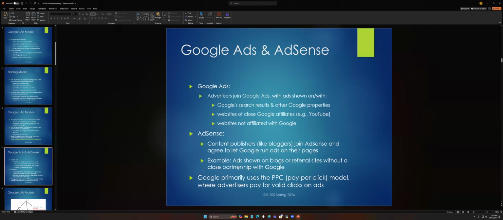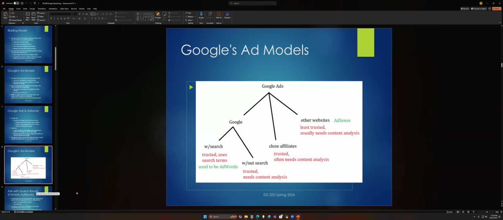In all cases, Google primarily uses the pay-per-click model, or PPC, where advertisers pay for valid clicks on ads, right? So once a click has been determined to be made by more or less a real human, as far as Google's best guess, then Google can start paying out, right? The advertiser pays Google, and then in the case of AdSense, Google pays out to wherever the ad is being shown. All right, there are other models we'll eventually talk about.